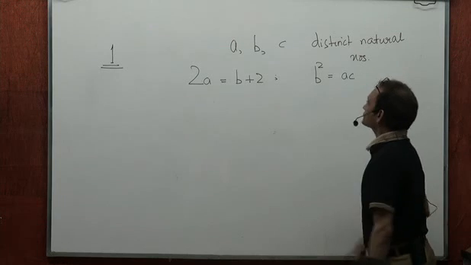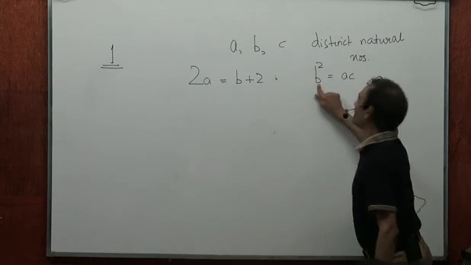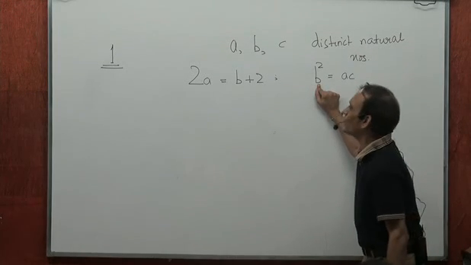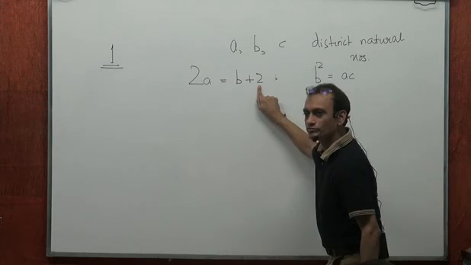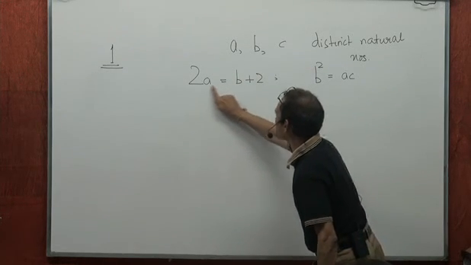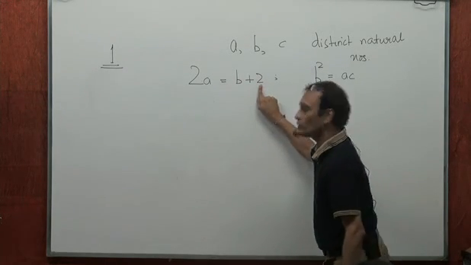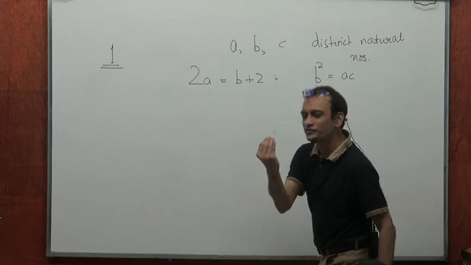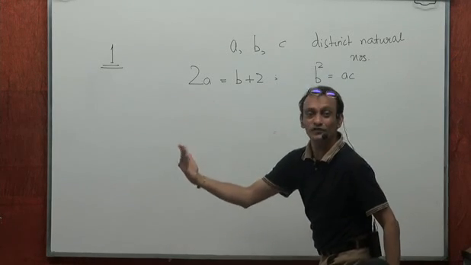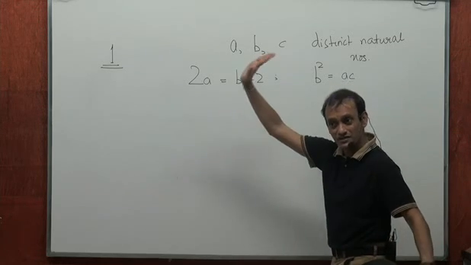Now, let me eliminate b from here. How do I eliminate b from here? This b I could write as 2a minus 2 from this equation. The b could be substituted as 2a minus 2 and plugged into this. That way at least one of the variables will get eliminated. Of the 3, a, b, c, one of them would get off.